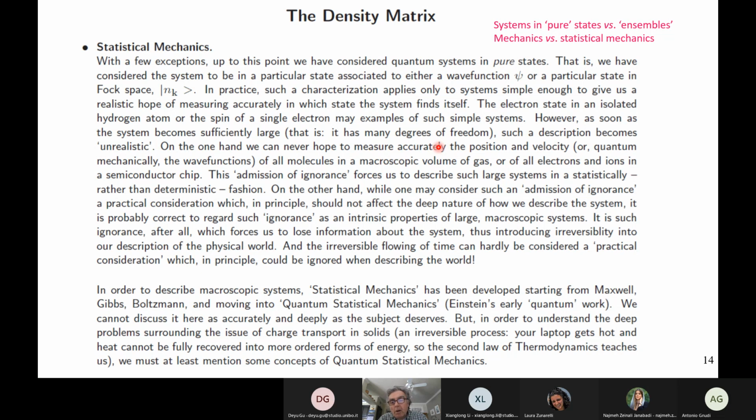Now, in the real world, we know very well that this is not what we can achieve. If you want to study a gas, that's a typical story. We cannot tell what is the velocity and the position of every single molecule, even classically, so ignoring Heisenberg's uncertainty principle. What is the position and velocity of every molecule in a macroscopic volume of the gas, in a room, in a tank, in a bottle, whatever. So we have to do some averaging.